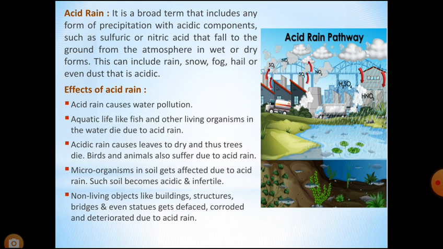Children, what is the effect of acid rain? It causes water pollution. Then aquatic life also gets disturbed. Acidic rain causes leaves to dry and thus trees die, and microorganisms in soil get affected due to acid rain. Non-living objects like buildings, structures, bridges and even statues get defaced due to acid rain. So children, we have to keep our environment clean so that the air should not become polluted, and because of this we should not get acid rain.